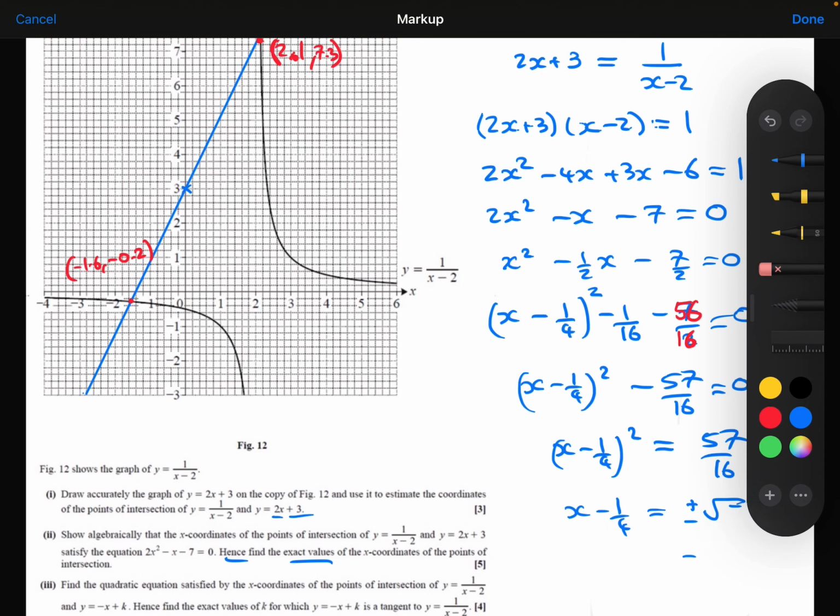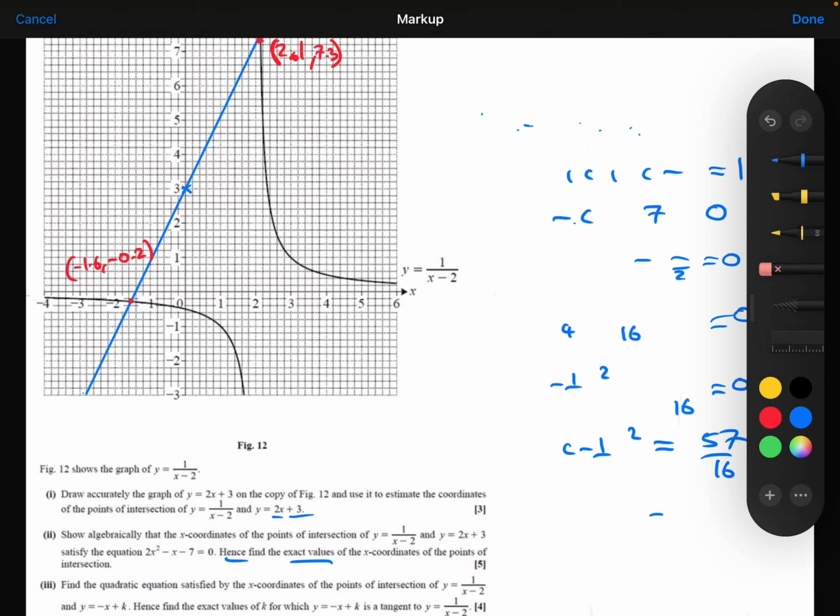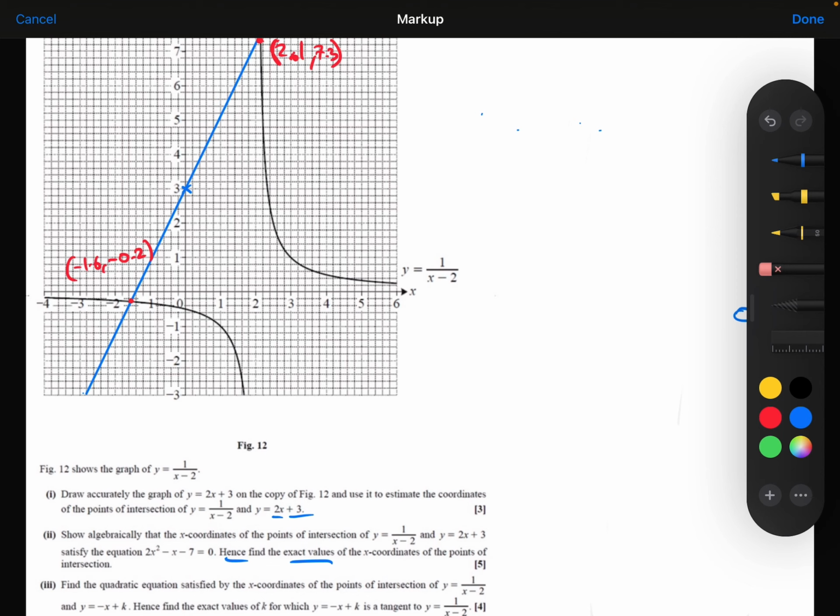Right, so let's now move to part III of this question. Let me just get a bit of space by clearing all of this. Find the quadratic equation satisfied by y equals 1 over x minus 2 and y equals minus x plus k. Hence, find the exact values of k for which y equals minus x plus k is a tangent.